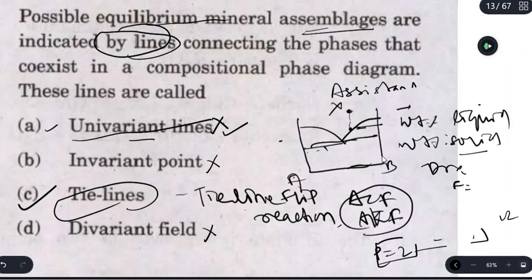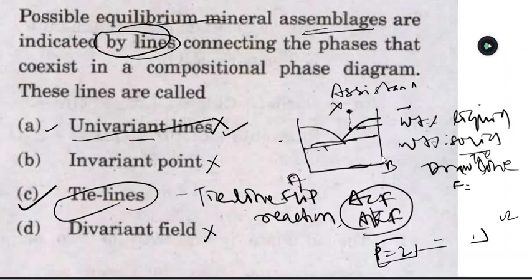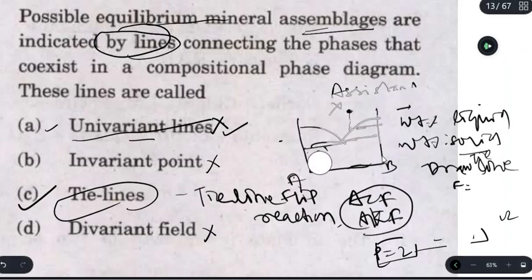Draw the simple tie line, right? What is the implication of the tie line? Tie line joins the same compositional phase between two, right? So that's why the implication of the tie line is coexistence in the igneous system. So that is the exact meaning of tie line.